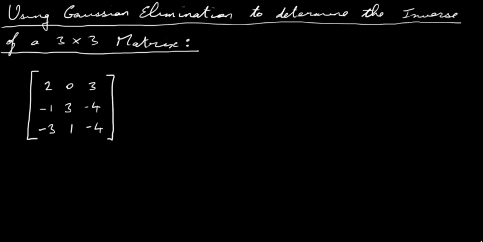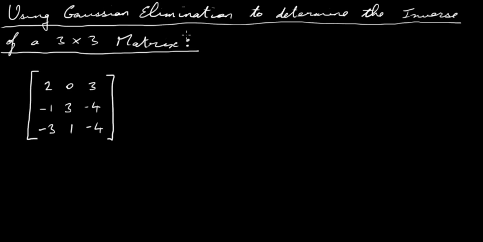Right, so in this video I'm going to use Gaussian elimination to determine the inverse of a 3 by 3 matrix. Now I'm going to do that on this particular 3 by 3 matrix here, which I've used in a previous video, and what I've done in a previous video is worked out the determinant of this particular 3 by 3 matrix. Now I'm going to use that determinant in another video to work out the inverse, but in this particular video I'm not going to use that determinant.